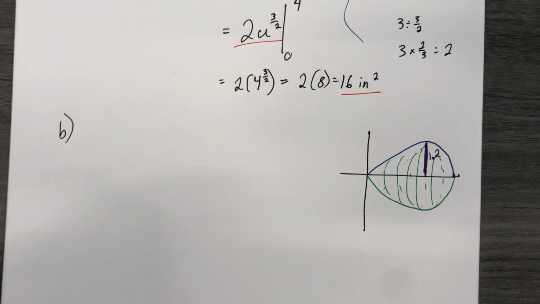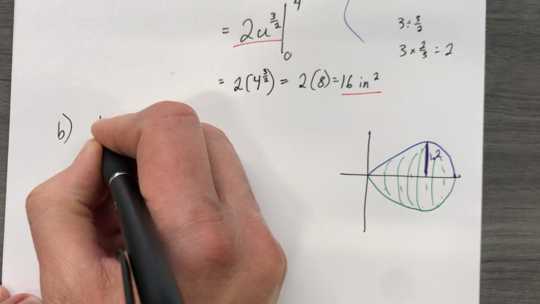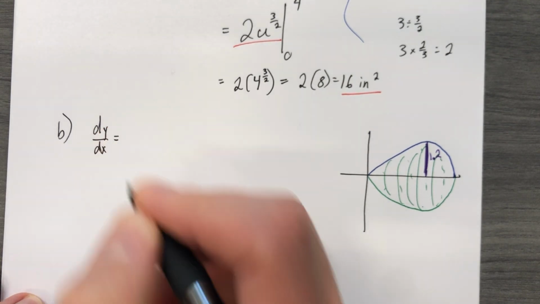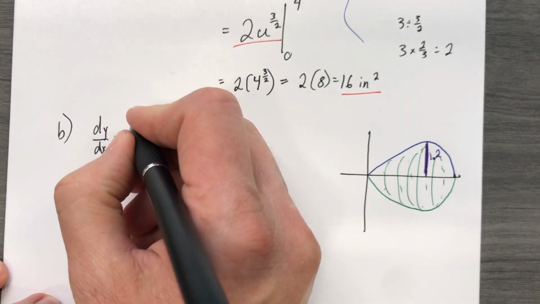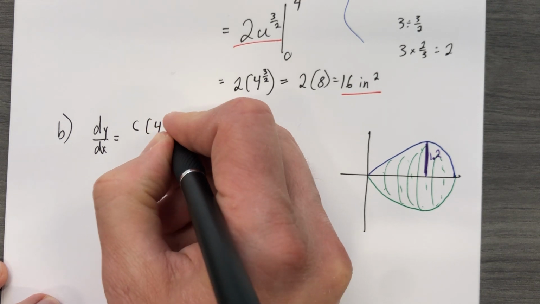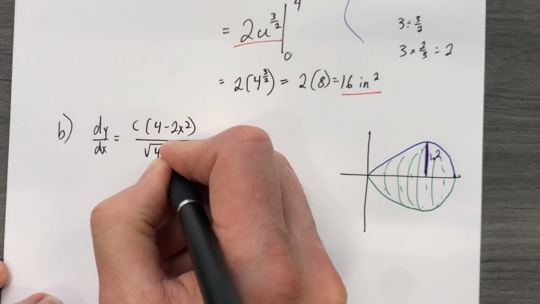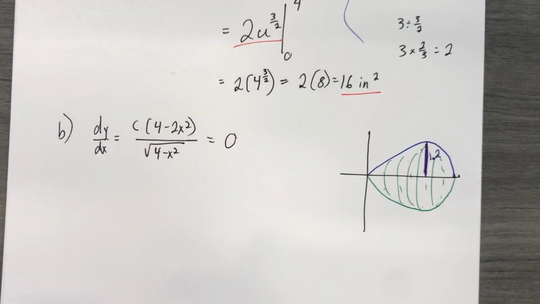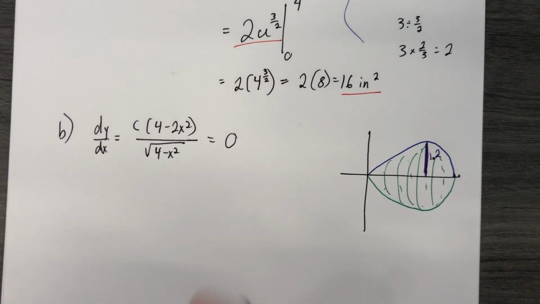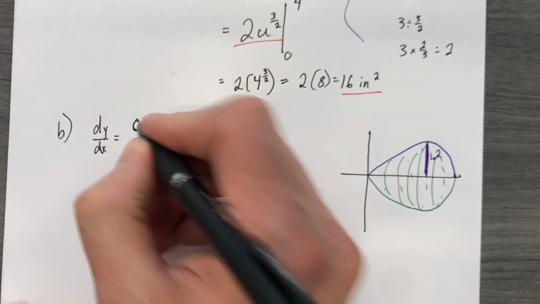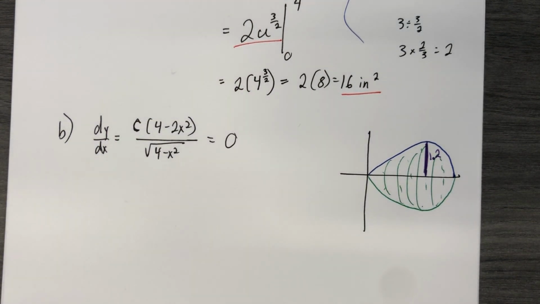What I want to do is set my derivative that they gave me, and I don't have to find, equal to 0. So here we go. (4 minus 2x squared) over the square root of 4 minus x squared, and that is equal to 0. And we're going to solve, preferably for C if we can, but I'll go ahead and tell you that's really going to get you nowhere.